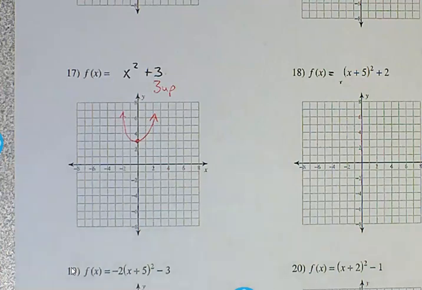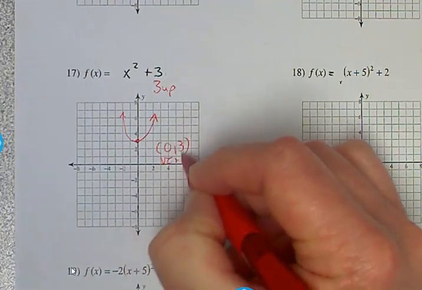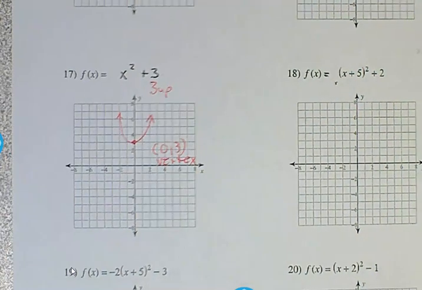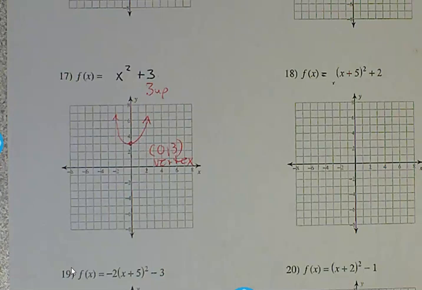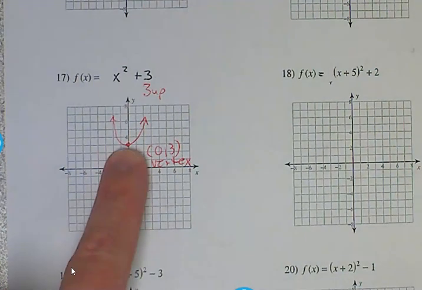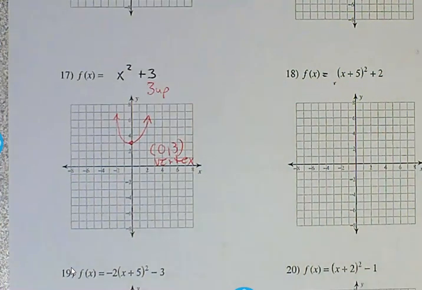Okay, we'll get 19. Oh, that'd be a good one. We'll do 19. We'll show you that one. All right, 19. Is everybody good with 17? So again, moved it 3 spaces up. So vertex would be at 0, 3, because that's that point that's there. 18 and 20, we're good with those.